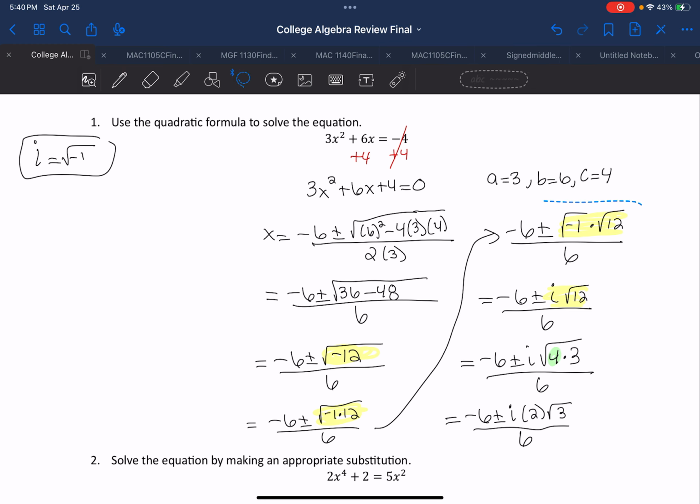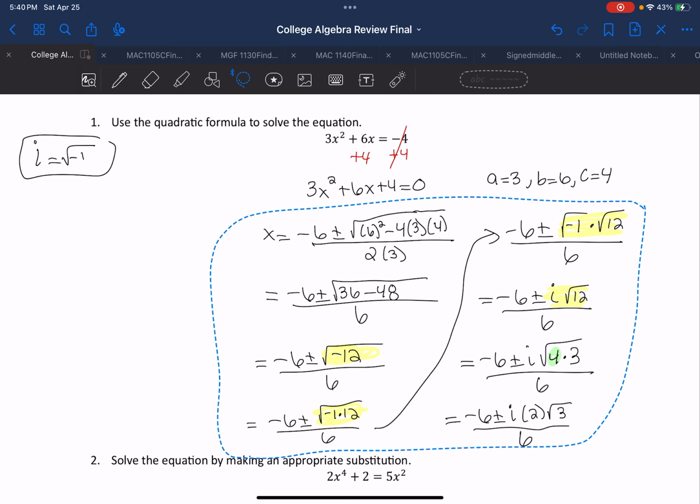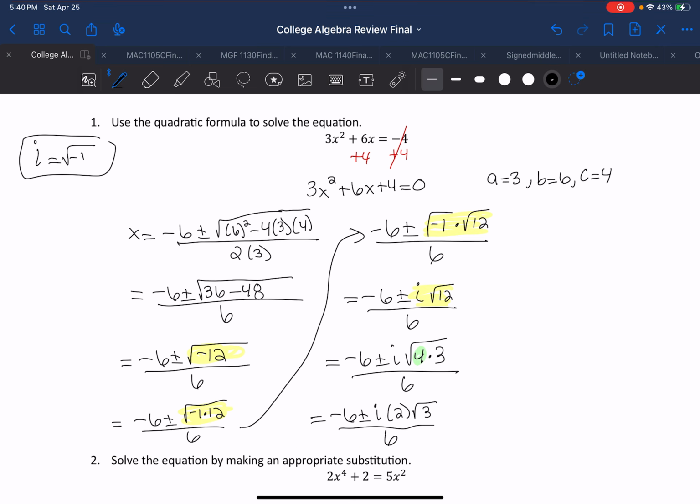And then let me move this over some. So this will become negative 6 plus or minus 2i times the square root of 3. I'm just rearranging them really there. And now I can simplify everything because all these terms have a factor of 2 in them. The negative 6 can be divided by 2, the 2 can be divided by 2, and the 6 can be divided by 2.